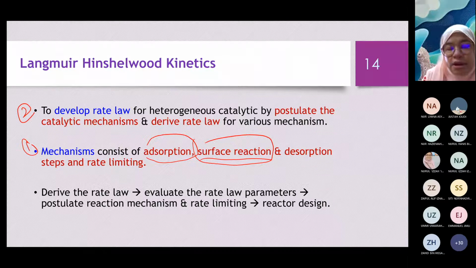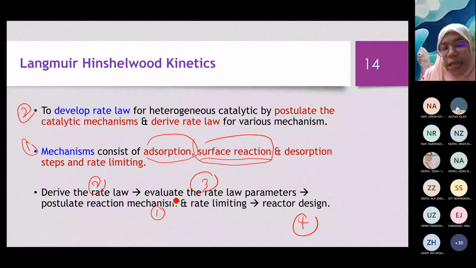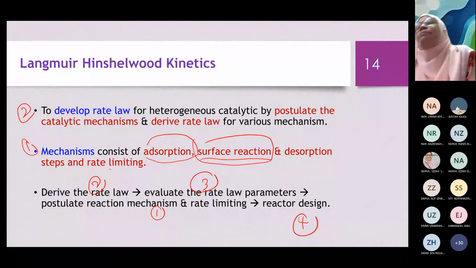Okay, after derive the rate law, we need to evaluate the rate law parameter and then postulate the reaction mechanism and rate limiting. Ni pun terbalik. Sepatutnya we need to postulate the reaction mechanism and rate limiting and then derive the rate law, evaluate the rate law, and finally reactor design. Okay, step ni terbalik. Okay, it must start from the postulate the mechanism and rate limiting dulu. Barulah kita boleh derive the rate law based on the mechanism. And when we have the rate law, we need to evaluate it, okay, through an experimental data and then design the reactor that is suitable for the reaction.